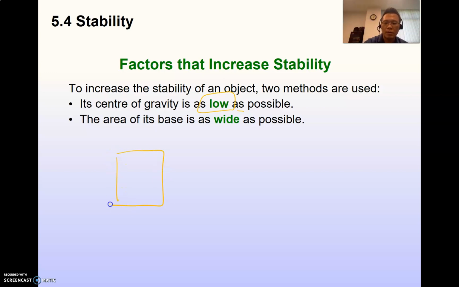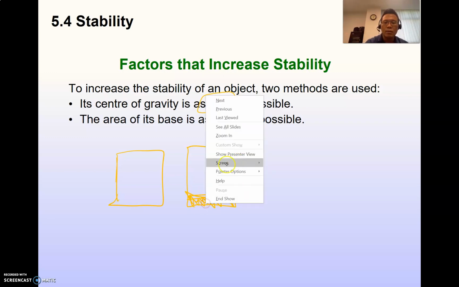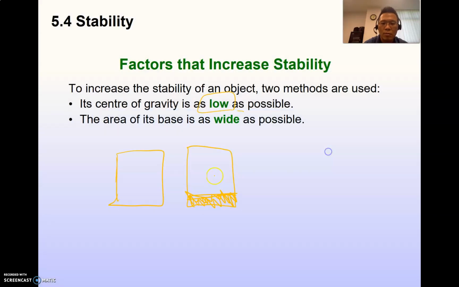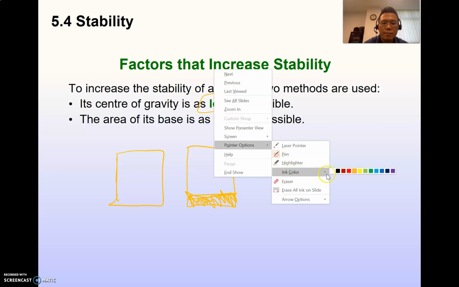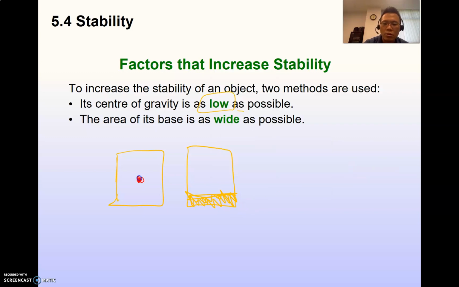For example, let's say I have an object. To make it stable, I will increase the weight at the bottom. What does it do when I load the bottom of the object? Once I have loaded it, the bottom side is now heavier, which means the CG will need to come down a little bit lower, such that at this new location the weights at the top and the bottom are balanced. This will be the new center of gravity for this object, and because of that, the stability of the object has increased. That's what we mean by the first point.